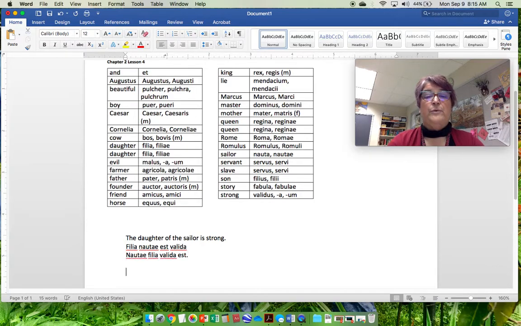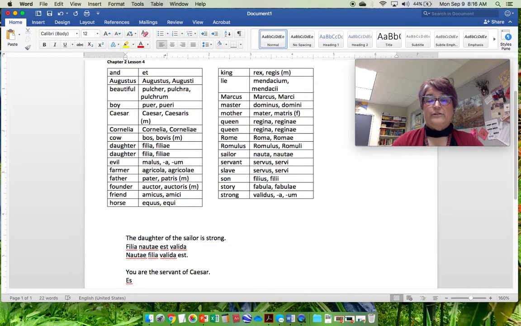Let's try another one. How about Caesar? Let's do this: You are the servant of Caesar. Remember that to write you are, all I need to do is use a form of the verb to be. So I'm using es instead of estis because I'm talking about servant, not servants. So you are the servant of Caesar.